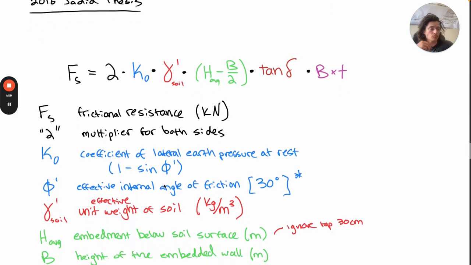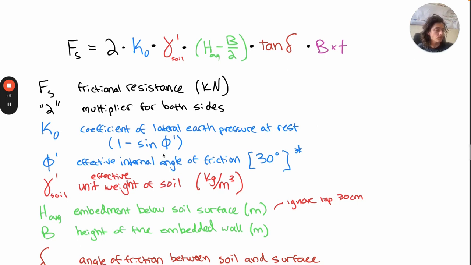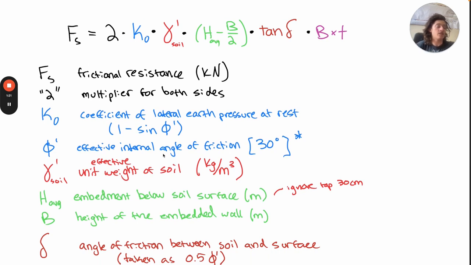So we have Fs, our frictional resistance, and we want that ultimately in kilonewtons. We multiply by 2, which is a multiplier for both sides. Then we have K naught, which, as you may remember from previous lectures, is the coefficient of lateral earth pressure at rest, which is 1 minus sine phi prime. Phi prime is the effective internal angle of friction.